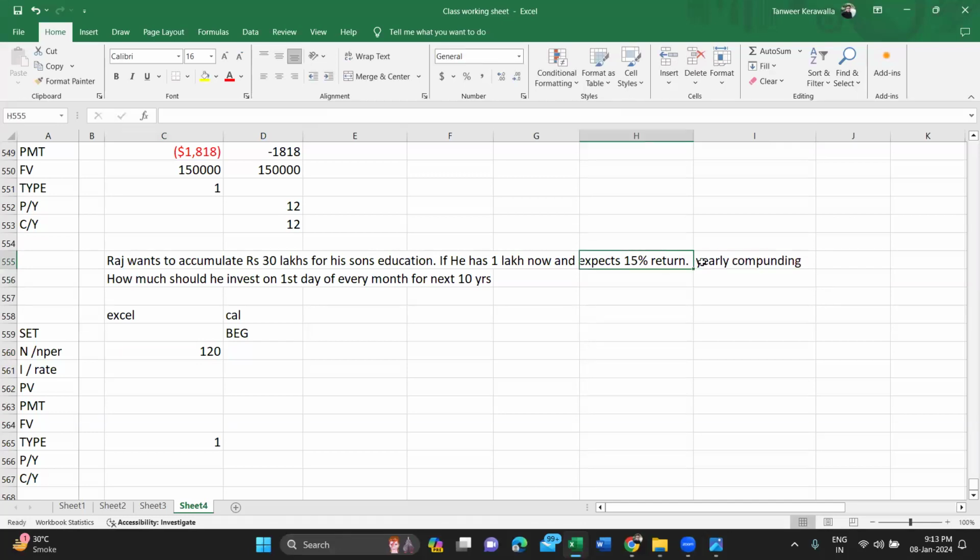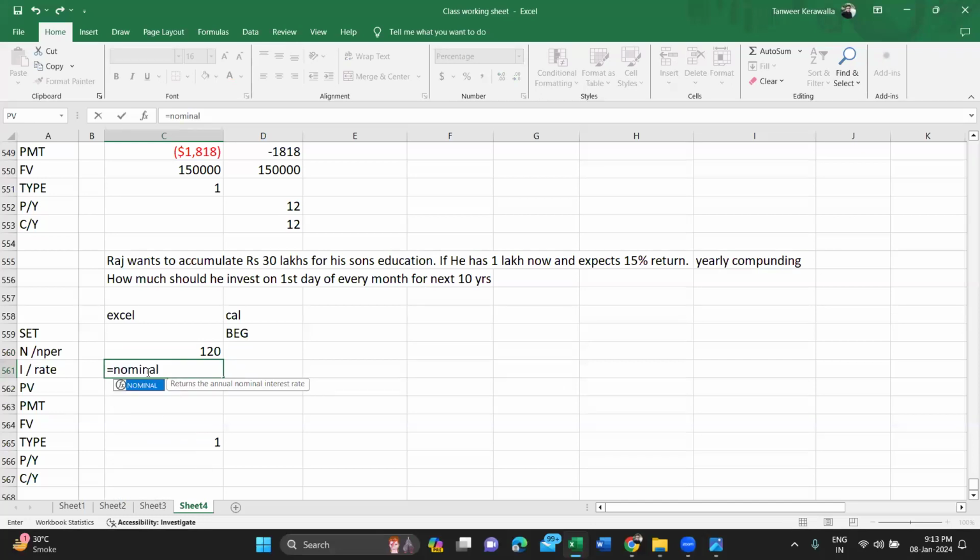Now, if it's 15% yearly compounding, this becomes the effective rate itself. So we have to convert into nominal rate. Nominal rate: (1.15)^(1/12) minus 1, times 12, because every month we are investing. But that's not enough. I have to divide this by 12 also to convert into monthly rate. Only the nominal rate we can divide by 12. So first we convert effective into nominal and then divide by 12. So we get approximately 1.1171 percent rate of interest per month.